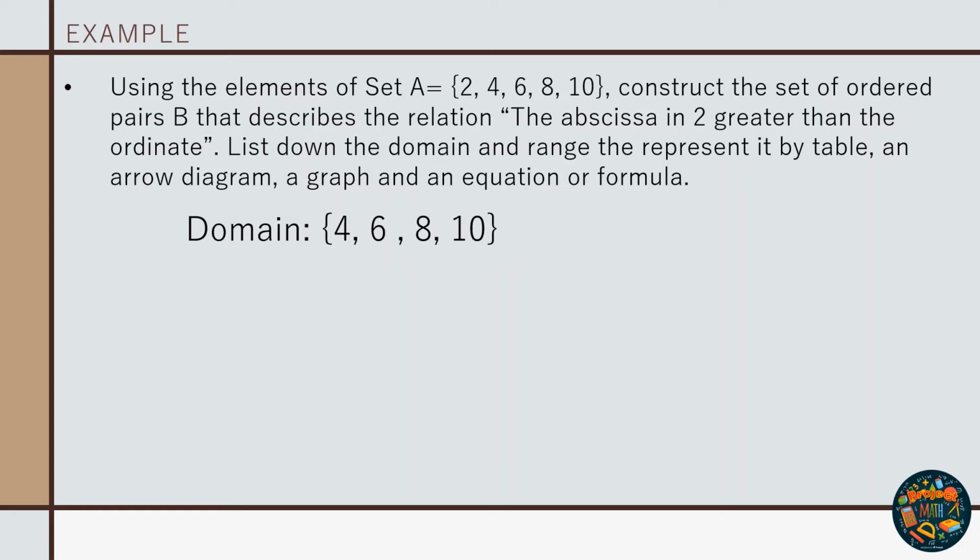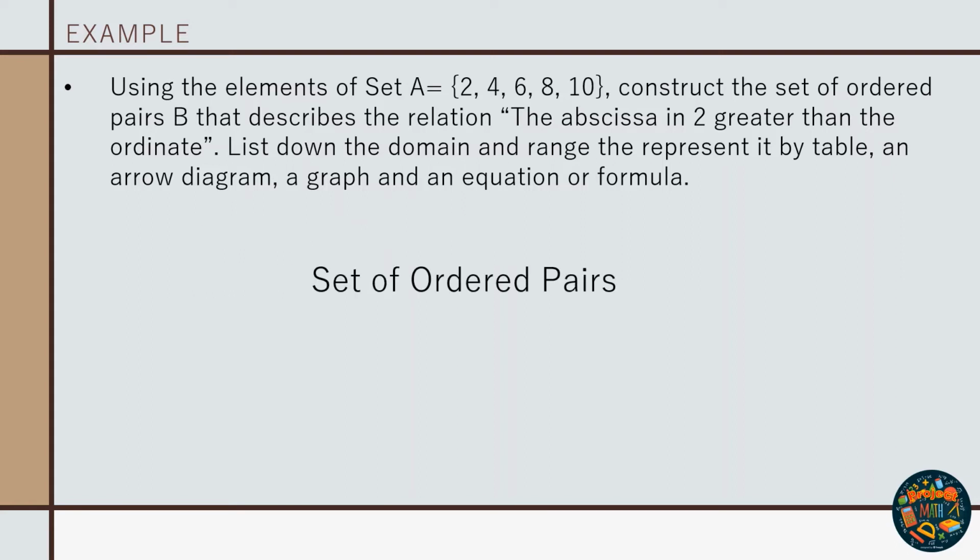Kung mag-i-start tayo ng domain na 2, so, ano ang magiging range doon? Kung abscissa is 2, ang magiging ordinate doon will be 0. And wala doon sa elements na gagamitin natin, yung 0. Kaya hindi natin isasama yung 2 as our domain. Okay? So, we have there the range started from 2. Hindi naman kasama yung 10. Kasi lagi sabi niya that the domain is 2 greater than the range.